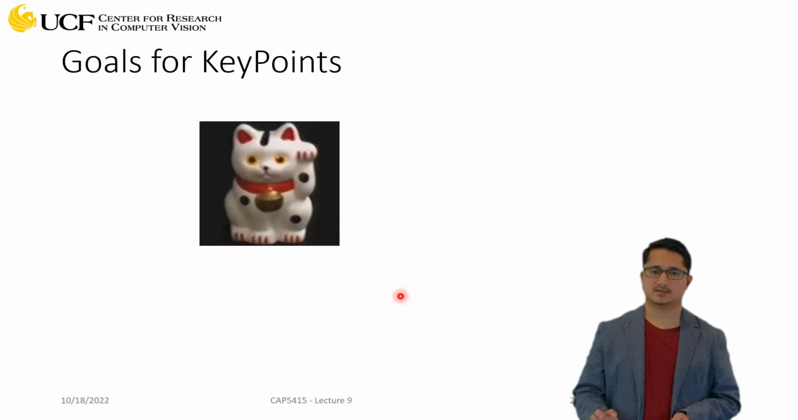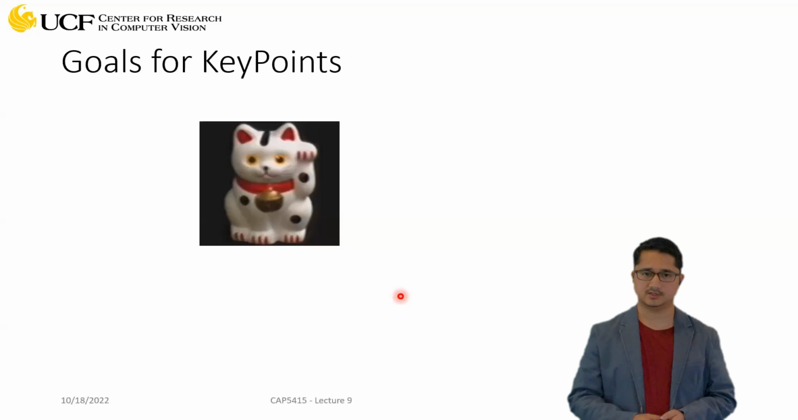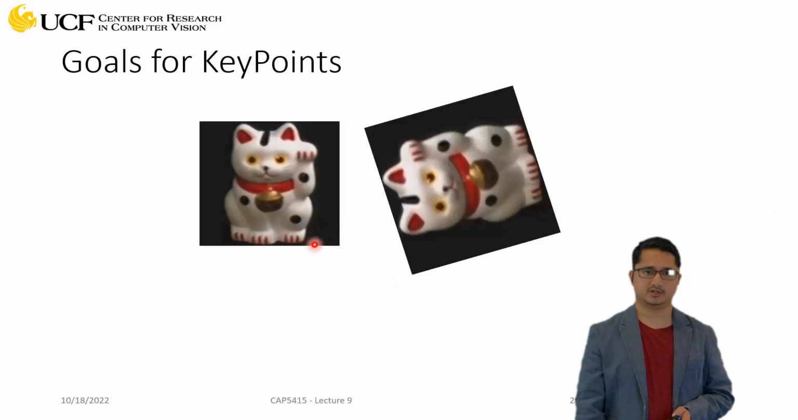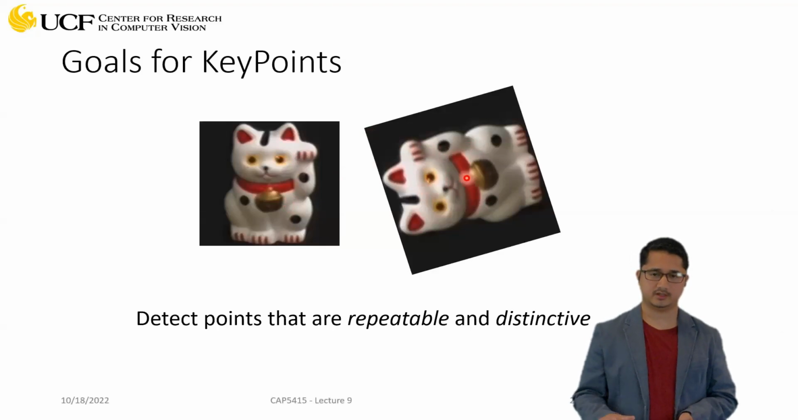Okay, so let's try to understand some of the key properties which we want when we perform this key point extraction. Now we have this object. We have image number 1 on the left, and image number 2 on the right. You can clearly see these correspond to the same object. It's just rotated, and the scale is slightly bigger.